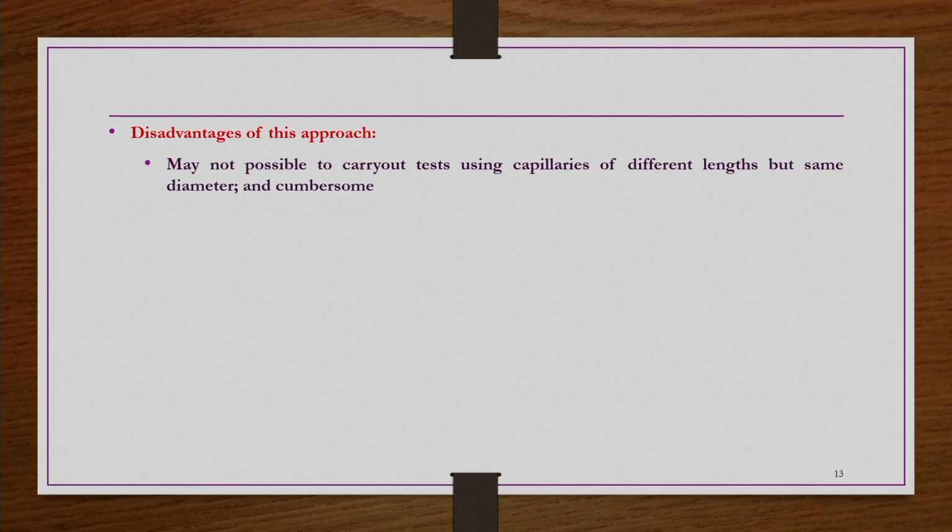Now, we take an example problem to understand how to do this, otherwise it becomes difficult to realize without doing an example. But before taking the example problem, we see what the drawbacks of this approach are. First of all, it may not be possible to carry out tests using capillaries of different lengths but the same diameter. It is very difficult to get capillaries of different lengths with the same diameter. Also, it is very cumbersome.